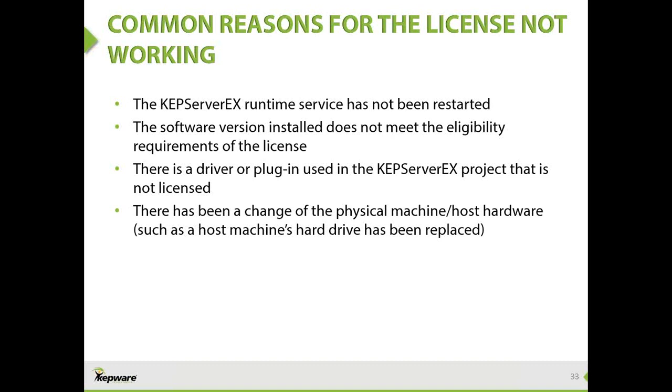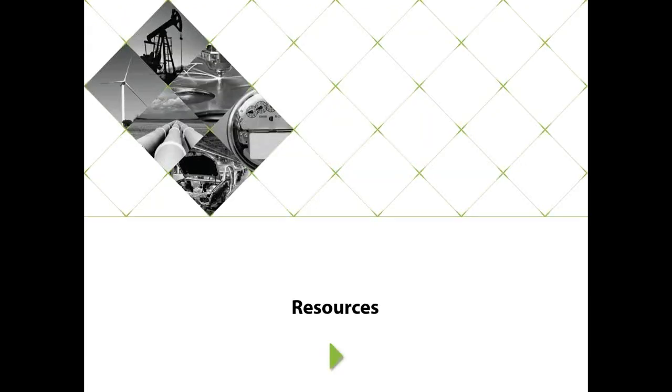And then the other very common reason is there has been a change of that physical machine or host hardware. Remember, the license binds to that physical machine. So maybe the hard drive needs to be replaced or the motherboard is replaced. That will invalidate, in some cases, your license and your activation ID. So contact your regional distributor, contact support to have us help you out with that. Or, use your emergency ID in the meantime to get a machine up and running.